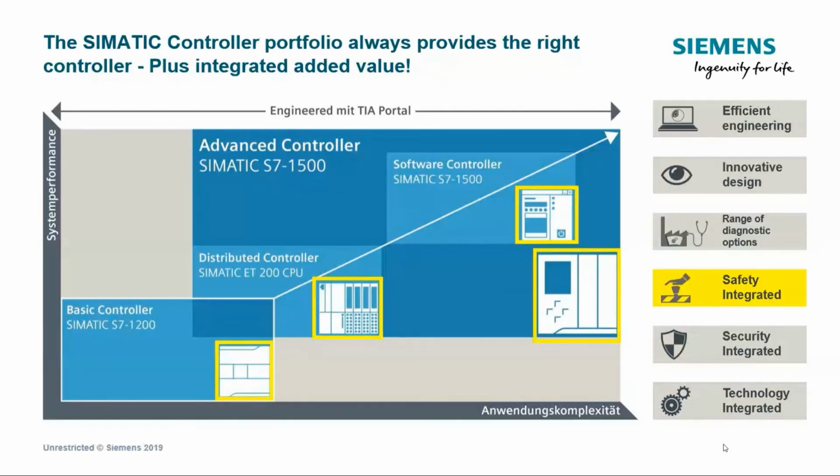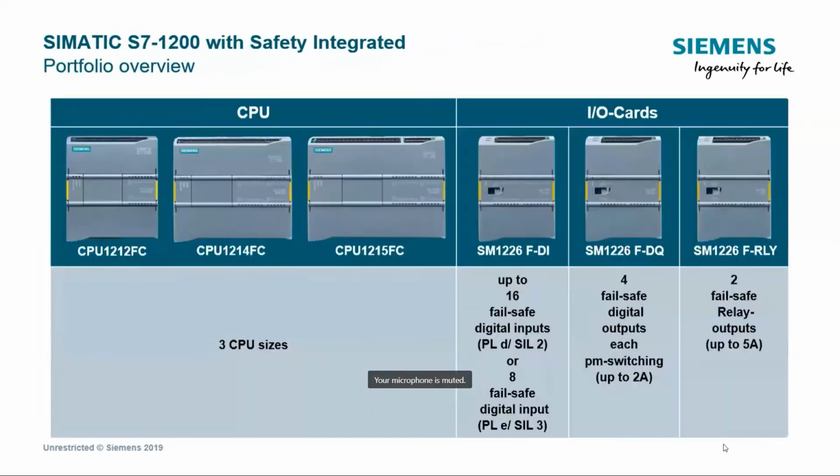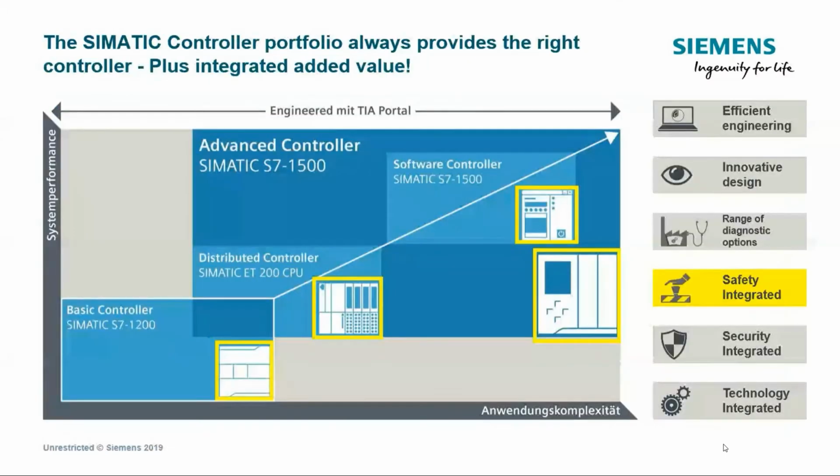And then in terms of the portfolio, across the whole portfolio of controllers within TIA Portal, we have the standard options and fail-safe options, starting from 1200, 1500, Ethernet SP CPUs, and even for the software controller, we have fail-safe options.